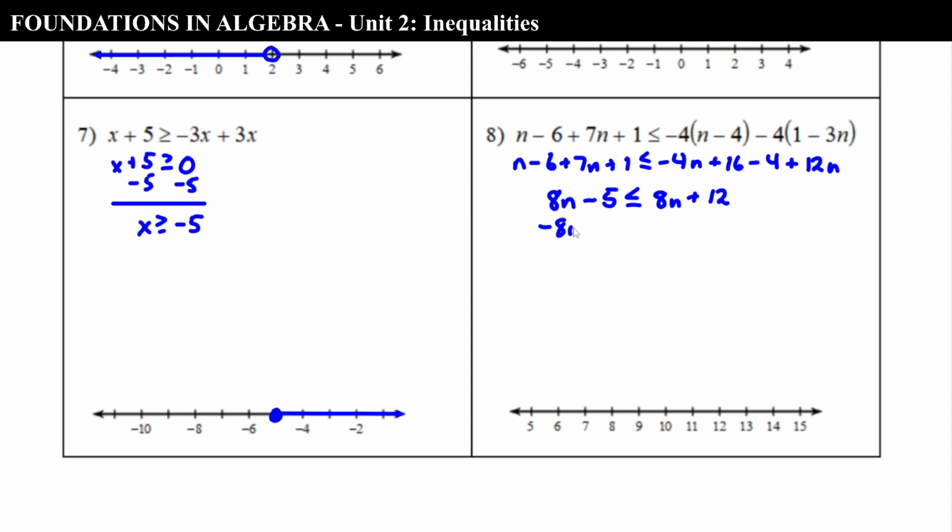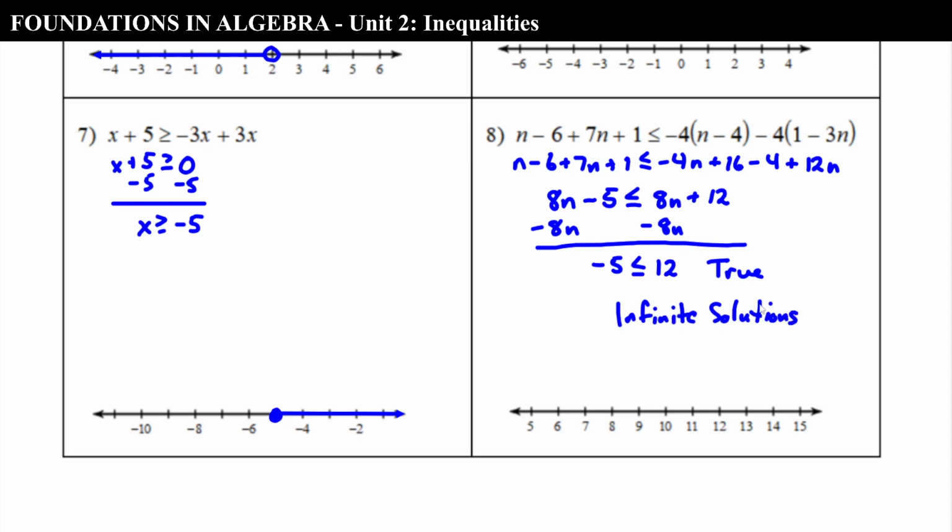And then if we subtract 8n from each side, let's make that a little cleaner. Subtract 8n from each side, we get negative 5 is less than or equal to 12. That is a true statement, so we have infinite solutions. And since we have infinite solutions, we are going to shade along the number line in both directions.